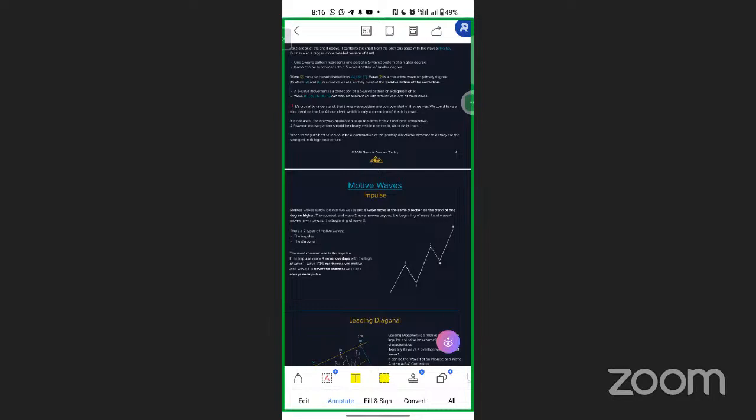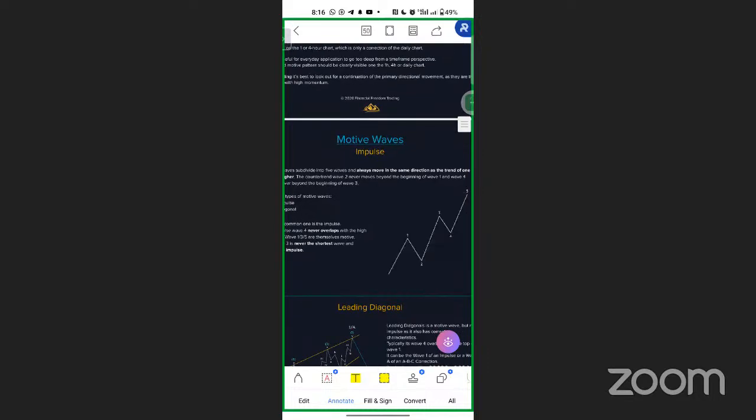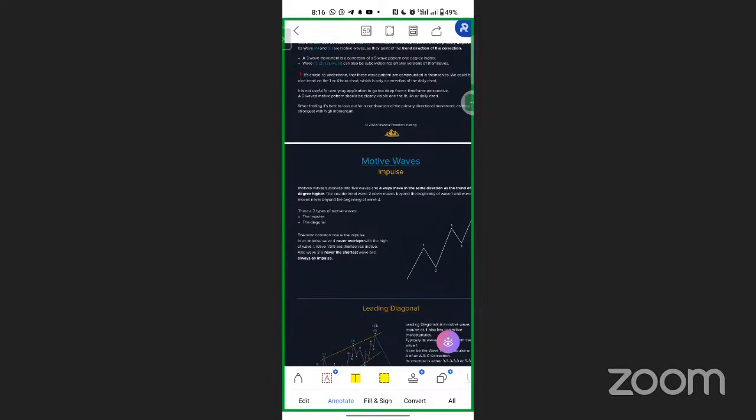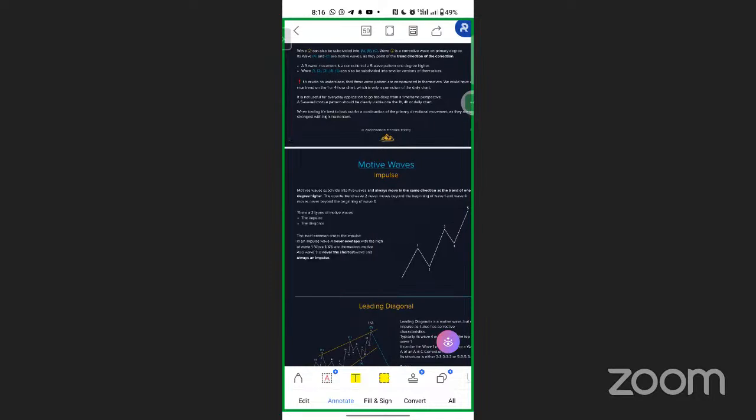Motive waves are subdivided into 5 waves, and usually and always move in the same direction as the trend of 1 degree higher. The counter trend wave 2 never moves beyond the beginning of wave 1, and wave 4 never moves beyond the beginning of wave 3.